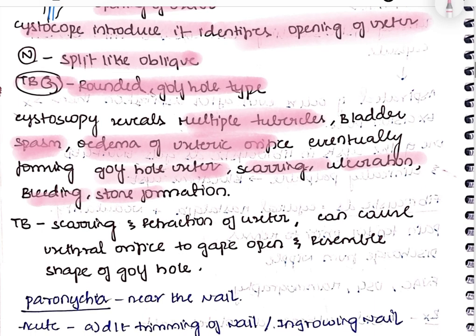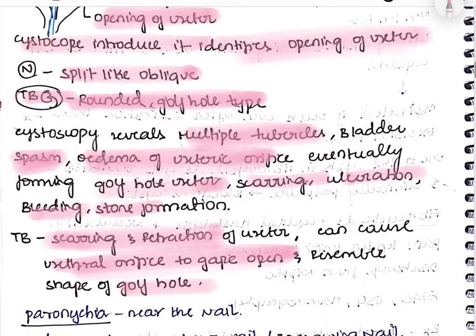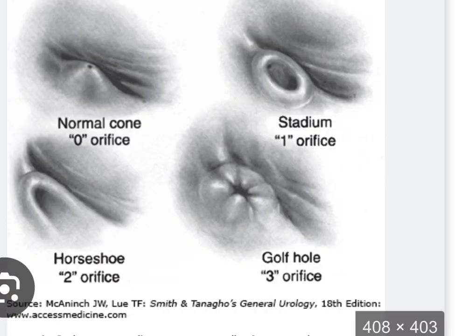So in case of TB, what happens? There will be scarring and the retraction, right? So if you see the picture, in the picture you can clearly see the ureteric orifice. If you are viewing through the cystoscope, it is looking like the golf hole in case of TB of kidney. Why? It is because of multiple tubercles and there will be edema of the ureteric orifice, and also on top of it there will be scarring and the retraction formation in case of TB. So that's why you can see this golf hole type of ureteric orifice in case of TB of kidney.